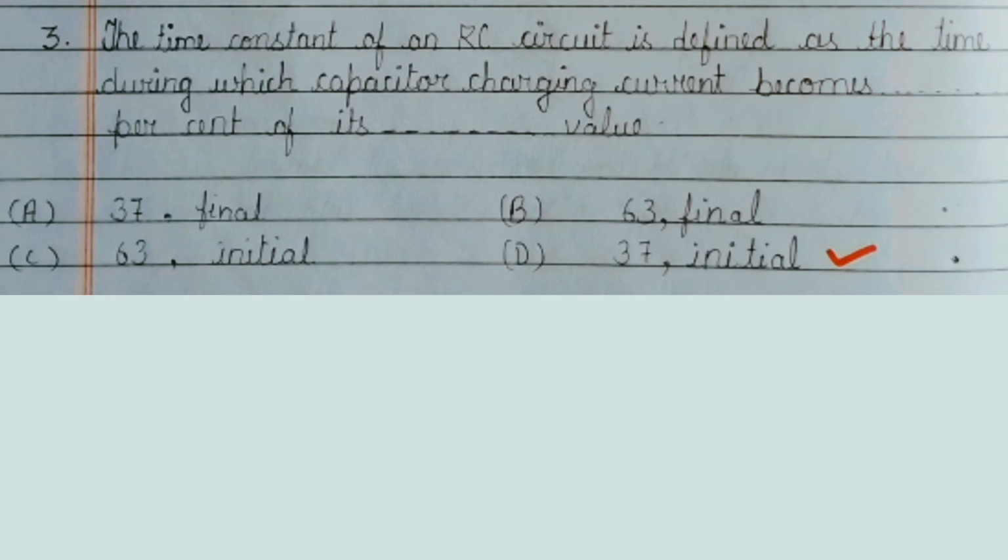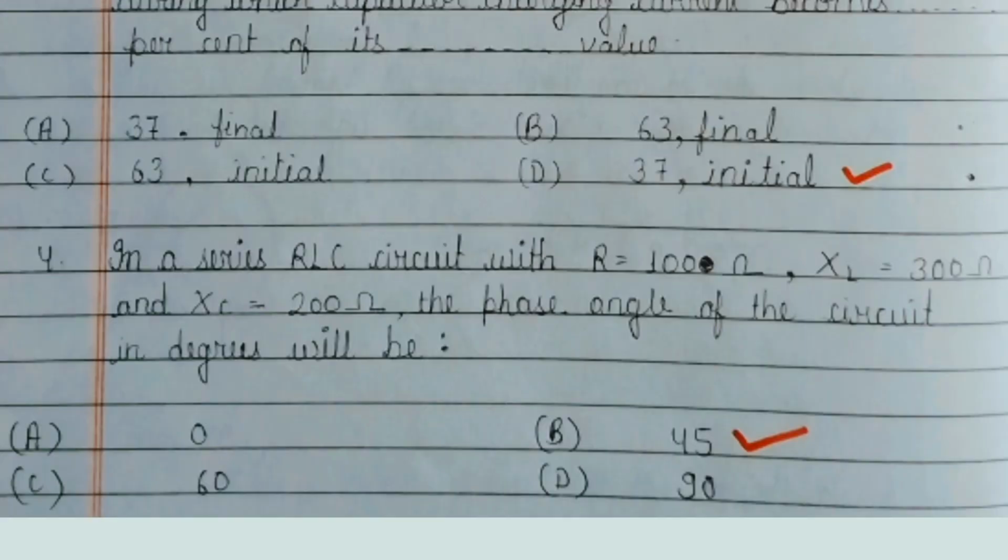Next question is, the time constant of an RC circuit is defined as the time during which capacitor charging current becomes 37% of its initial value. Option D is right. Next question is, in a series RLC circuit with R equal to 100 ohm, XL equal to 300 ohm and XC equal to 200 ohm, the phase angle of the circuit in degrees will be. Option B is right.